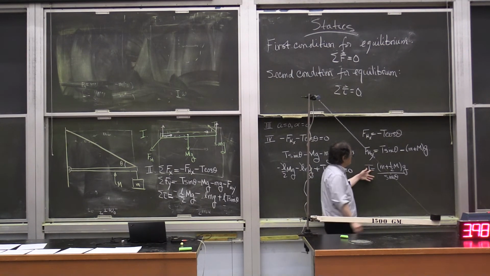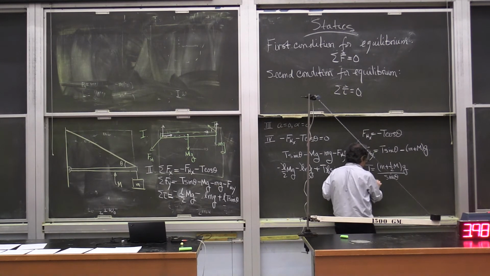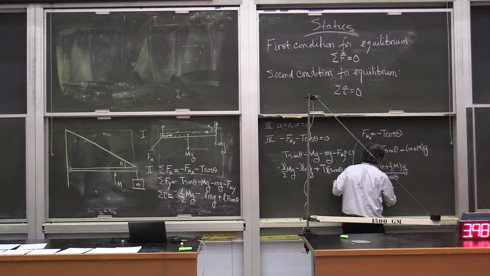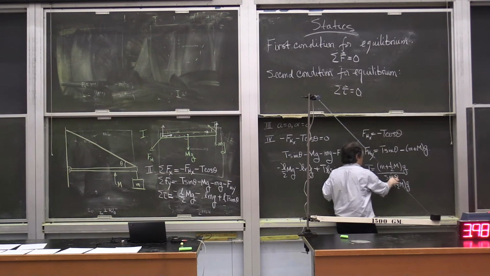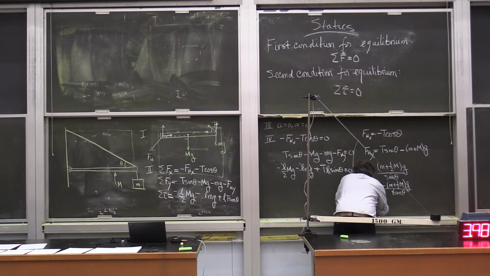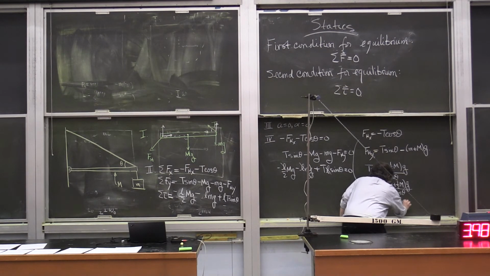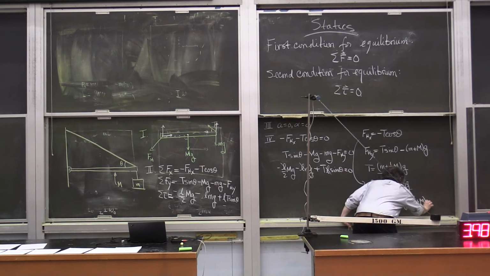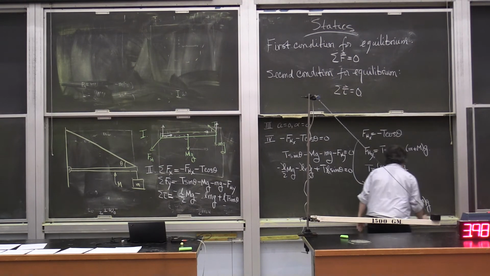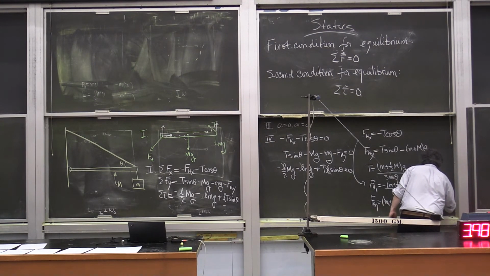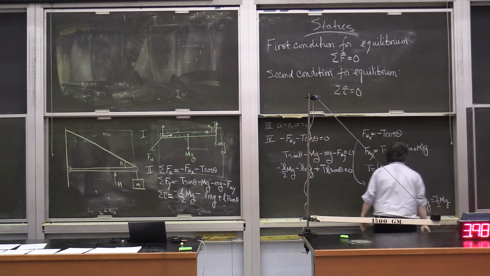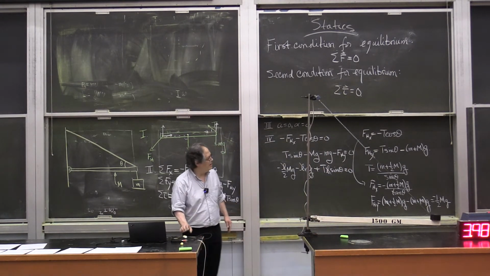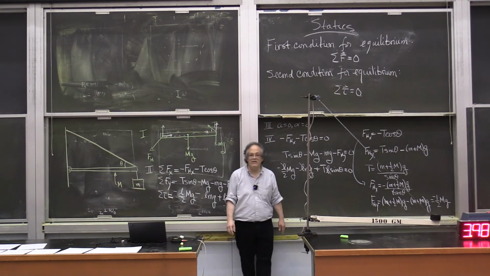I now know what the tension is. Sticking my tension into here, I get that F_H in the x direction is negative (little m plus 1/2 big M) g times cosine theta divided by sine theta, which is 1 over tangent theta. F_H in the y direction becomes negative 1/2 big Mg. So I got my hinge force, I got my tension, and I've solved the problem.